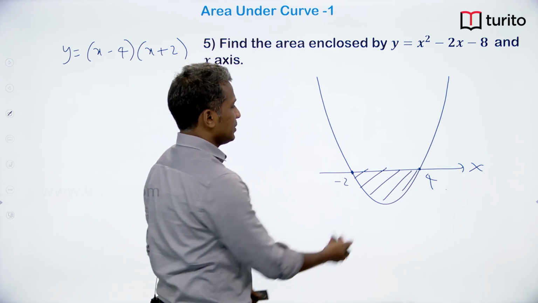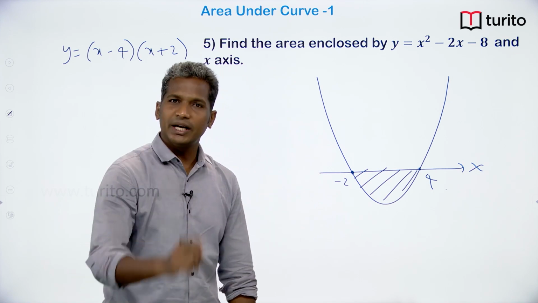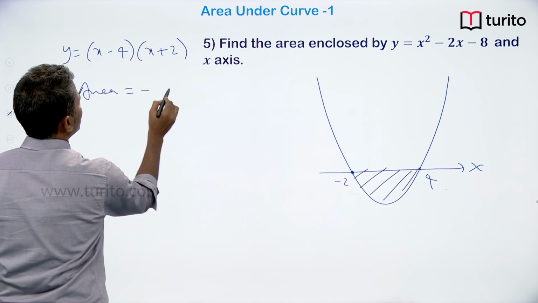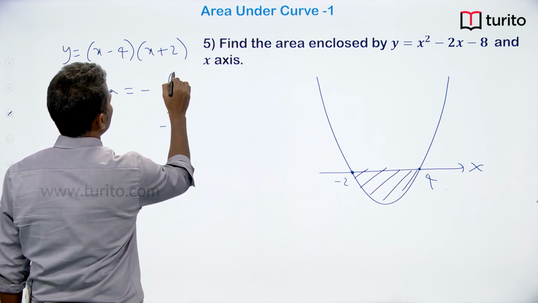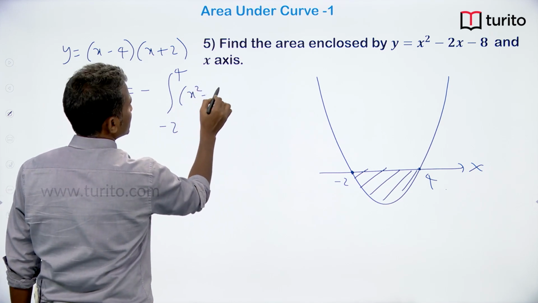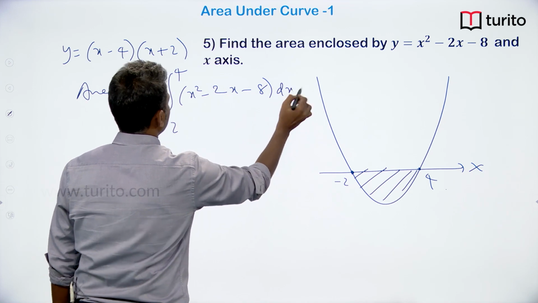So here, because the curve is lying below the x-axis, the integral must be negative. So area is equal to minus the integral from minus 2 to 4 of f(x) dx, which is the same as (x squared minus 2x minus 8) dx.